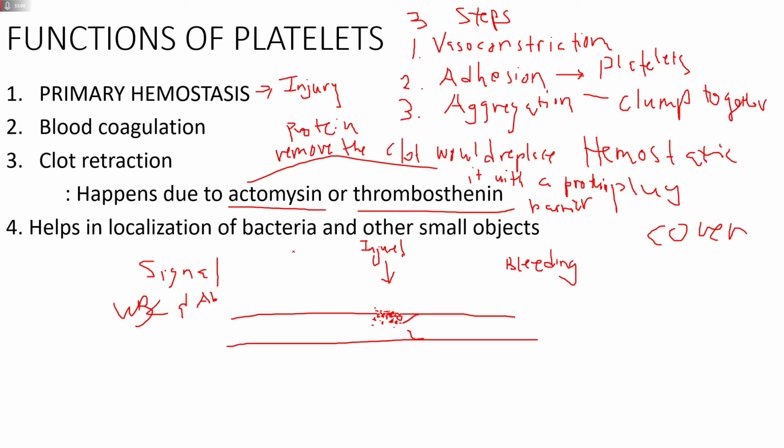So again, sa primary hemostasis niya, there are 3 steps: vasoconstriction, adhesion, aggregation. Platelets are also responsible for blood coagulation. It is also responsible for clot retraction via actomyosin or thrombosthenin, and would help in the localization of bacteria and other small objects.